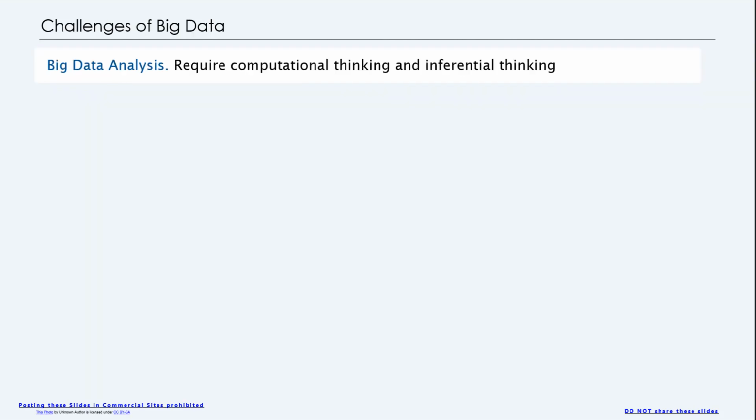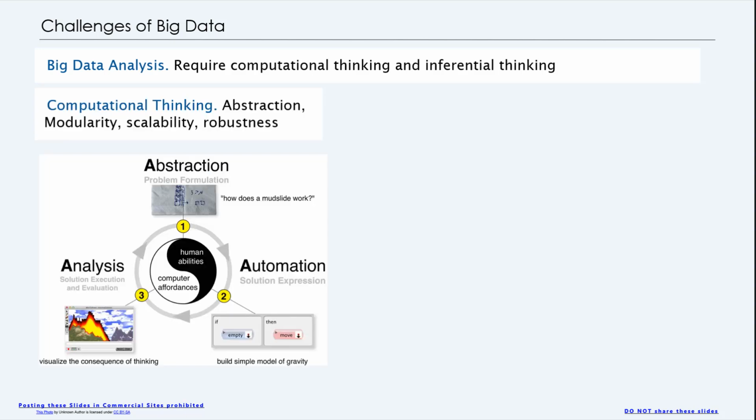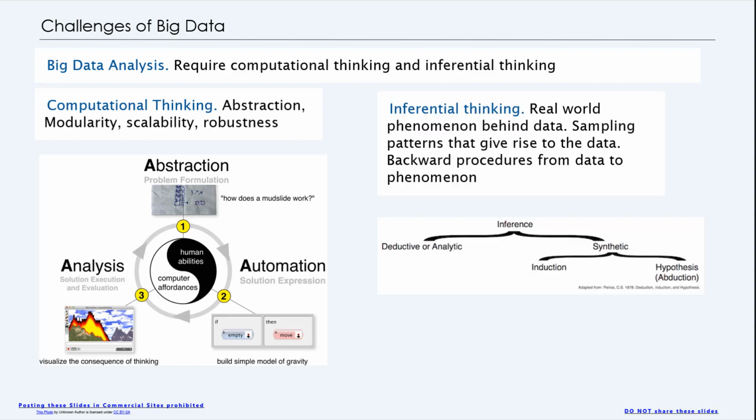The challenge in big data is the analysis, which requires computational thinking and inferential thinking. Computational thinking is really abstraction, modularity, scalability, and robustness. A lot of computational thinking that you develop as a computer scientist can be very helpful. Inferential thinking is that real-world phenomena are behind data: the sampling patterns that can give rise to the data, and the backward procedures from the data to the phenomenon. That's the modeling part.